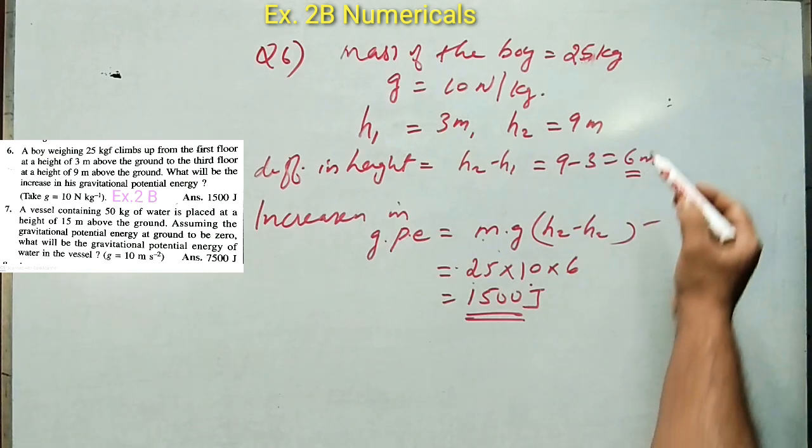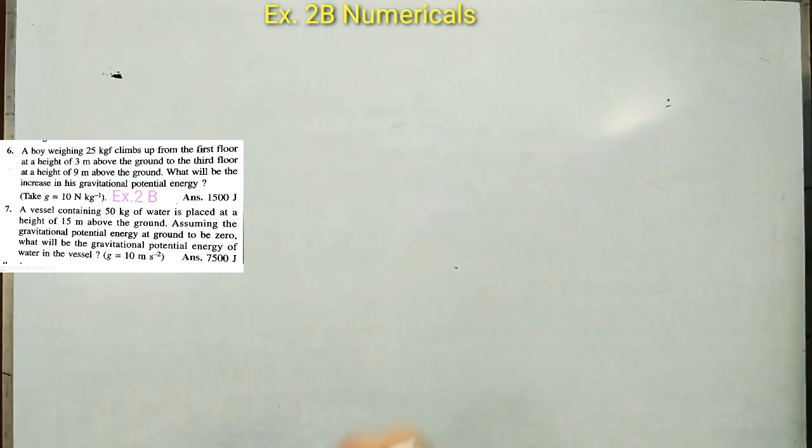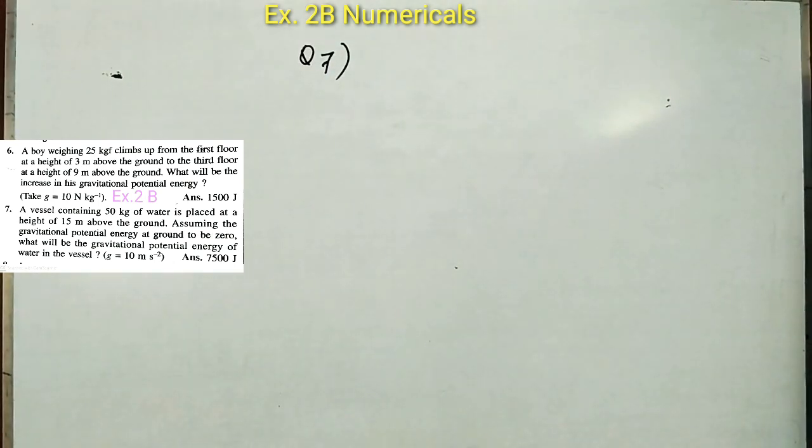Clear? The steps are clear to you? Okay. Now moving on to question number 7. So let us see what is question number 7. A vessel containing 50 kg of water is placed at a height of 15 meter above the ground. Assuming the gravitational potential energy at ground to be 0, what will be the gravitational potential energy of water in the vessel? So it's a direct question.